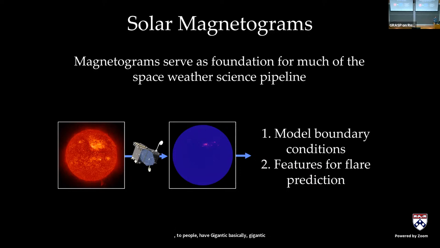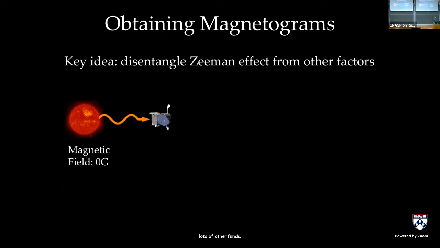And these are the boundary conditions they use. And people use them for features, for flare forecasting, lots and lots of other fun stuff. And this is like this foundational data product that people use. And so you can leave afterwards, you can now have some sense of how the magnetograms get produced.